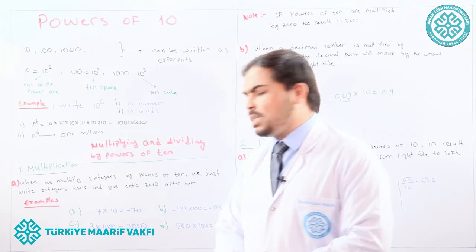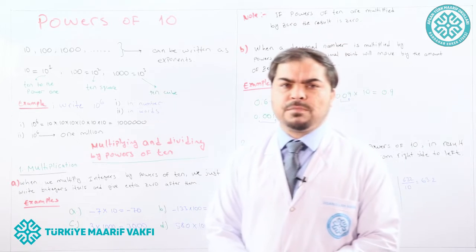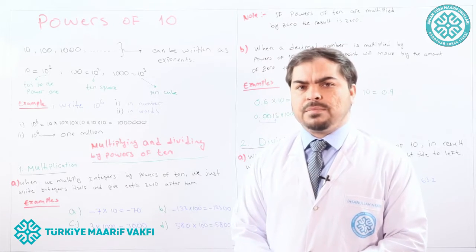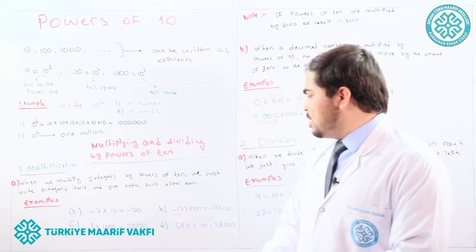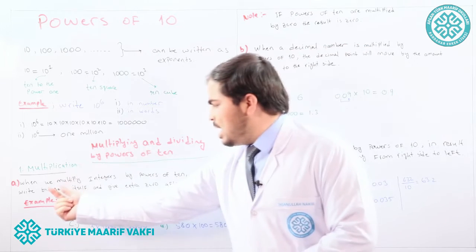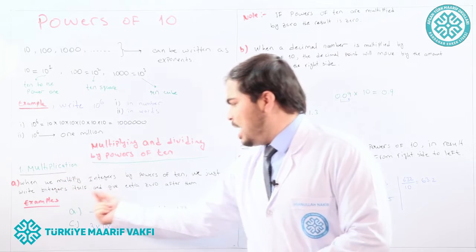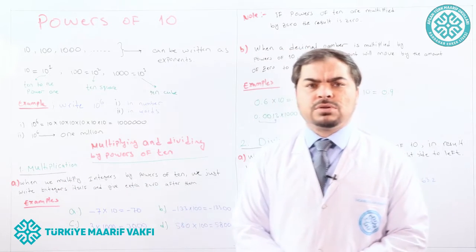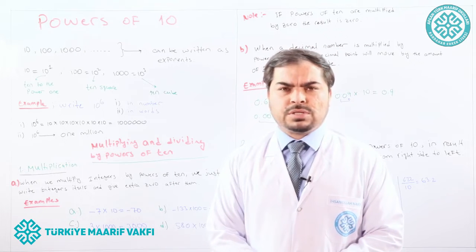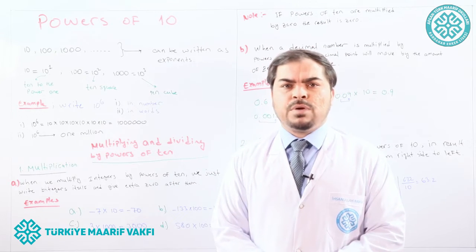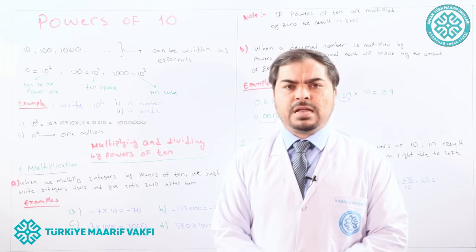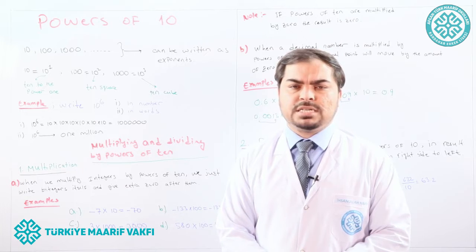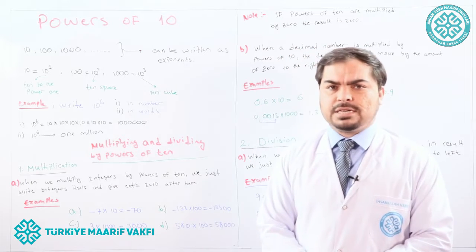First, integers. Integers are complete numbers from minus infinity to positive infinity. These are all called integers. And here again, we are writing just the integer and giving extra zeros. How many extra zeros? We look at the power of 10. Whatever number of zeros it has, we write those zeros after the number.